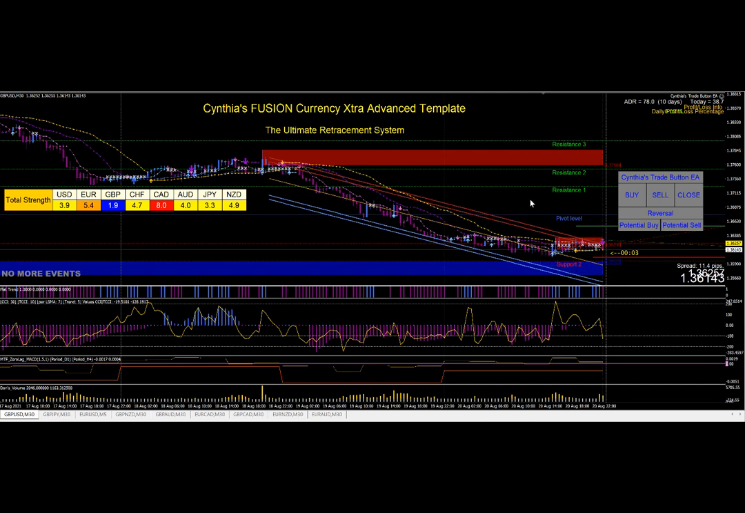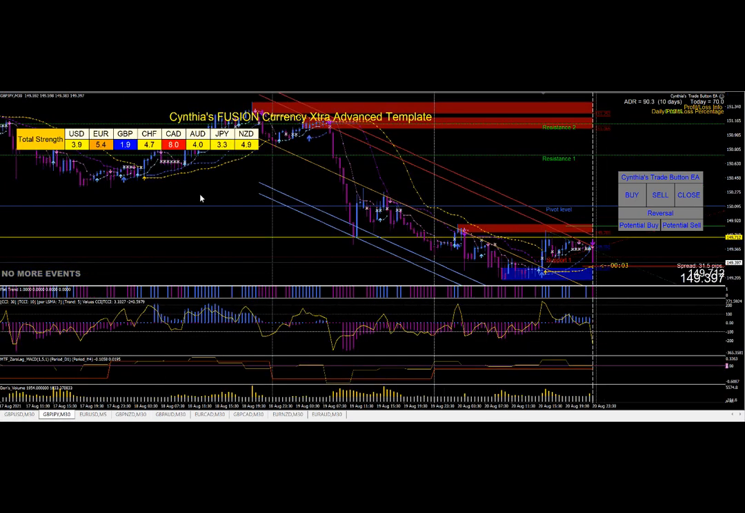So that's the pound US dollar in a 30-minute chart. Here's the pound yen in a 30-minute chart. And you can see kind of the same thing. This is Thursday with a really big move, and then Friday it all goes flat again. And I'm going to explain the currency strength meter in just a second.